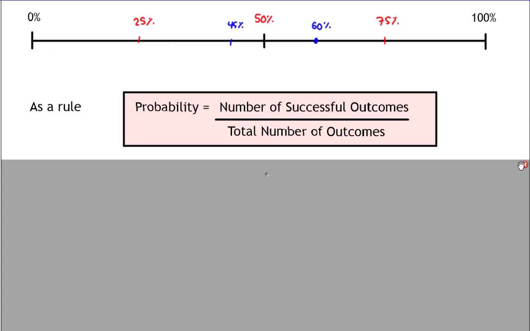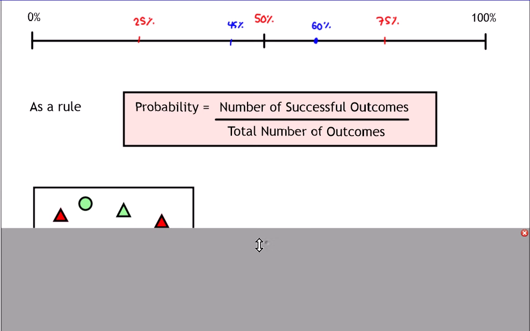And then successful outcomes is, well, what do you want? So if you're playing a game and you need to roll a 6, then there's only one successful outcome on a dice because only one of the sides has got 6 dots on it. So you'd have a 1 out of 6 chance. If you're flipping a coin and you need heads to win, well, there's only one side which is heads, and there's 2 sides altogether, so 1 out of 2, or half.